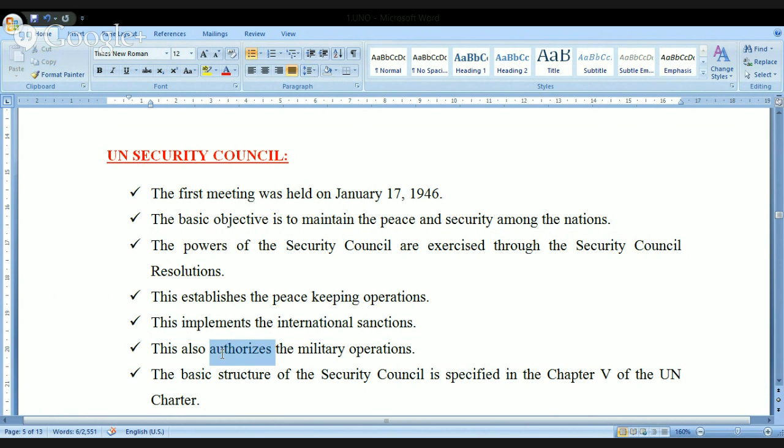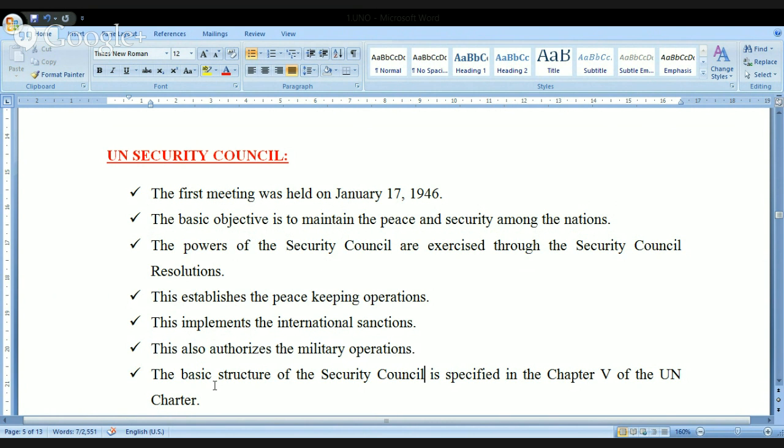And it will also authorize the military operation. What do you mean by this? If there is any issue with respect to the maintenance of the peace, then the Security Council will be sending the United Nations peacekeeping force to the concerned country so that normalcy will be restored, and the decision will be taken by the Security Council.